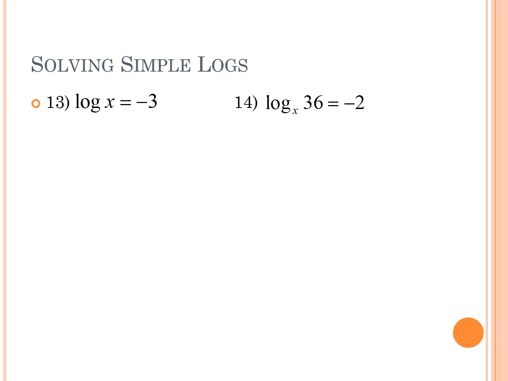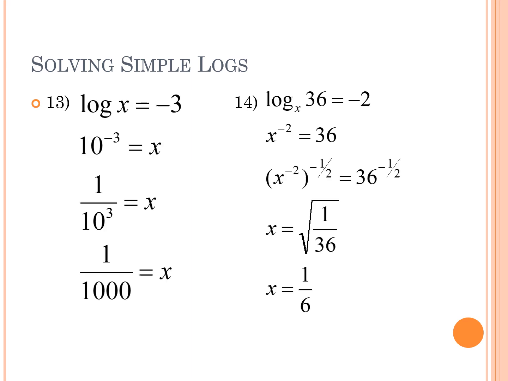Now for 13 here, we are not given what our base is. And so hopefully you remember, if we're not given the base of the log, we assume and understand that it's 10. So when you're rewriting it, make sure that you understand and write that the base is 10 when you're writing in exponential form. So when we do that, we get 10 to the negative 3 equals x. This one we're really just evaluating what we have here. So 10 to the third is going to be 1,000. So 1 over 1,000 equals x.